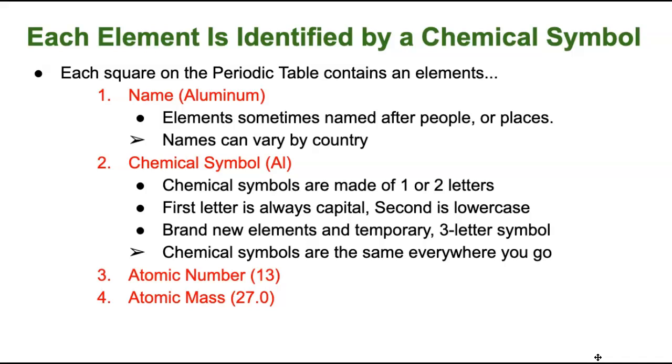Chemical symbols are made up of 1 or 2 letters. Occasionally, a brand new element might have a 3-letter symbol instead. Regardless, the first letter is always going to be capitalized, and any letters that follow, the second or the third letter in some cases, will be lowercase. You're also going to see some numbers on each square of the periodic table. One of those numbers represents the atomic number, which we'll talk about more later on. Another one is going to always represent the atomic mass.